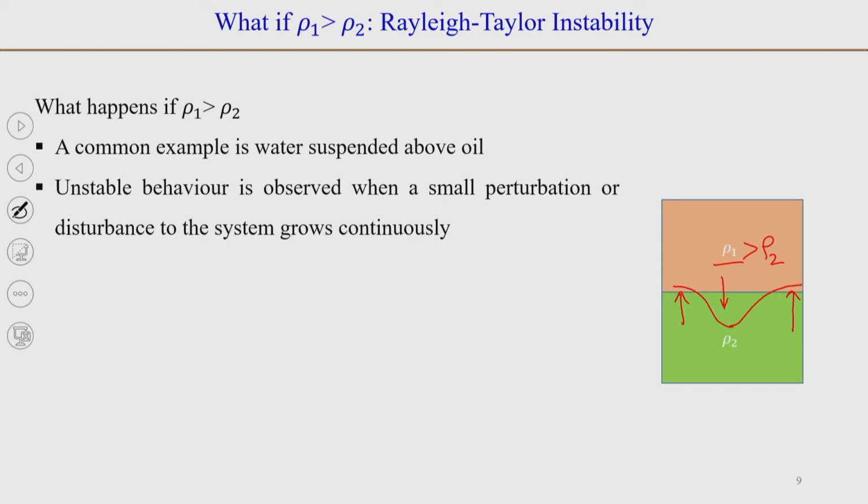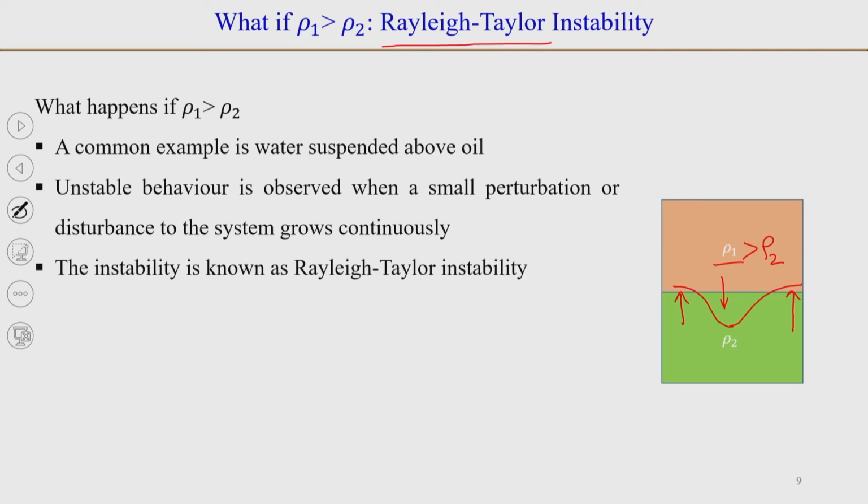Such phenomena are known as instability, and there are a number of instabilities that occur in fluid mechanics. So, this phenomenon is given the name Rayleigh-Taylor instability. This is just because we are talking about fluids of different densities, one above the other. So, I thought I would introduce the term to you.